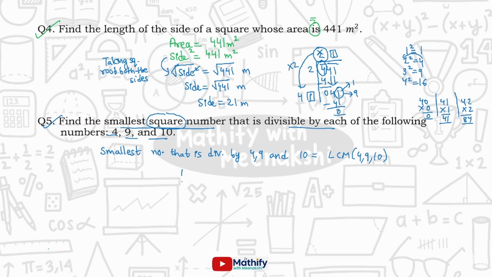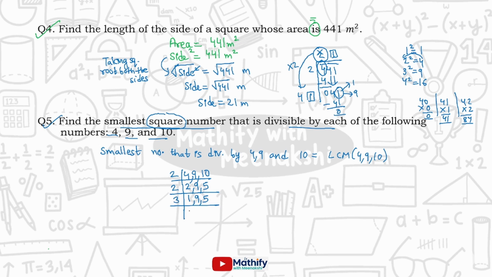Let's find the LCM of 4, 9, 10. So we know how we can find the LCM. First we'll divide by 2. 2 into 2 is 4, 9 as it is, and then 2 into 5 is 10. Again we'll divide by 2. 2 into 1 is 2. 9 and 5 you will write as it is because you can't divide by 2.